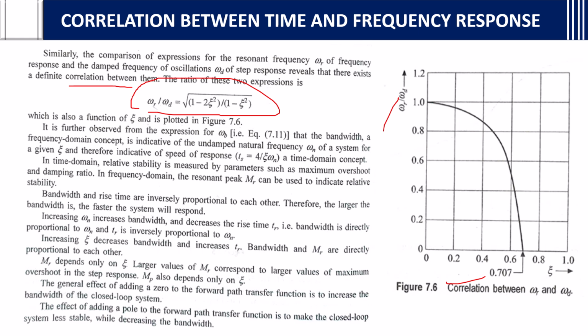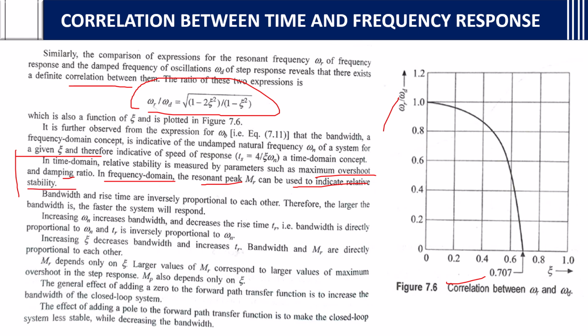It is further observed from the expression for omega b, that is equation 7.11, that the bandwidth, a frequency domain concept, is indicative of the undamped natural frequency for a given xi, and therefore indicative of speed of response, a time domain concept. In the time domain, relative stability is measured by parameters such as maximum overshoot and damping ratio. In the frequency domain, resonant peak can be used to indicate relative stability.